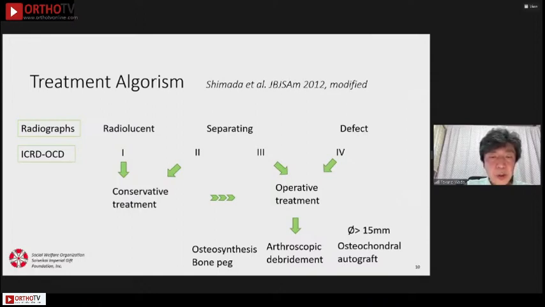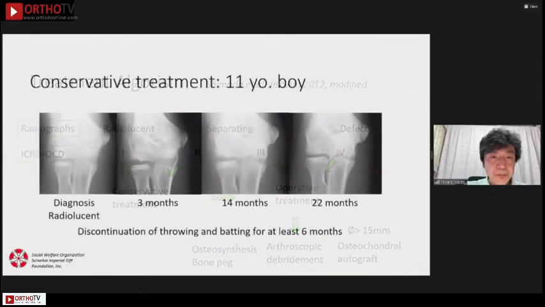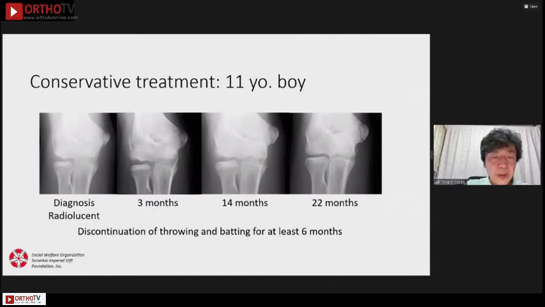Operative treatment consists of osteochondral bone peg, arthroscopic debridement, and osteochondral autograft. If the diameter of the lesion is over 10 to 15 millimeters, osteochondral autograft is usually selected. Conservative treatment consists of discontinuing throwing and sometimes batting for at least 3 to 6 months.